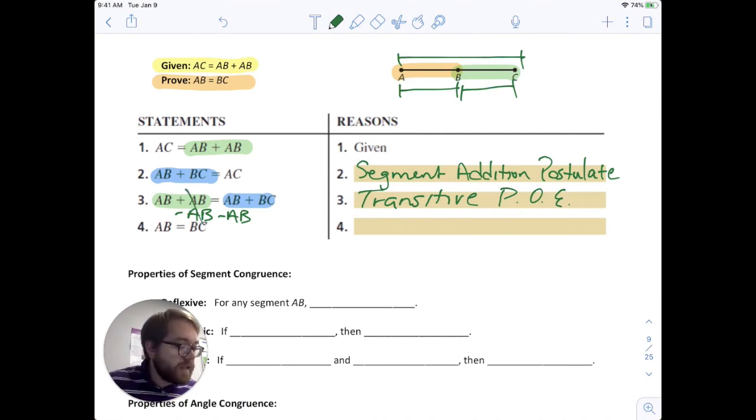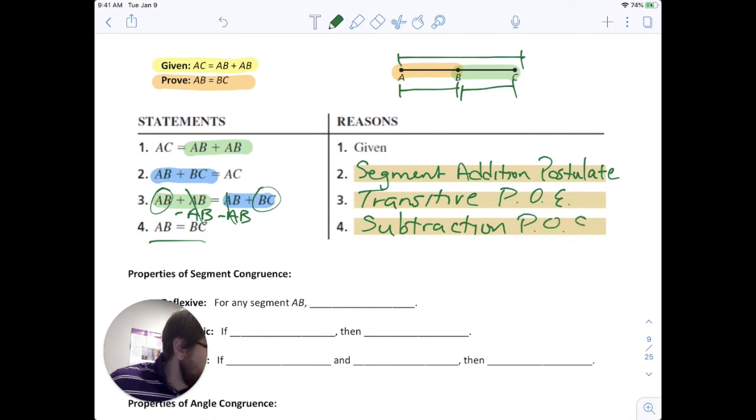These just zero out. AB minus AB is 0, AB minus AB is 0. Because remember, each of these are just representing numbers. And that leaves me with AB and BC. So AB is equal to BC. So what allowed me to do that? That's just the subtraction property of equality.